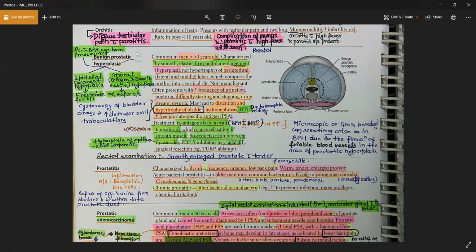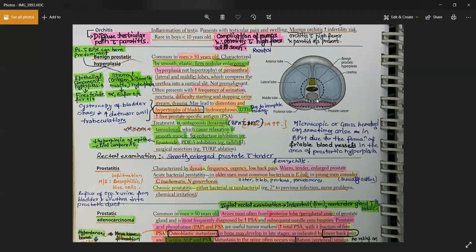Now, you have three zones in the prostate. One is the central zone, second is the peripheral zone, and third is the transitional zone, or the periurethral zone. This is the urethra, and the zone surrounding the urethra is the periurethral zone. Then you have the peripheral zone, where cancer arises, and the central zone, which is basically surrounding the ejaculatory duct.